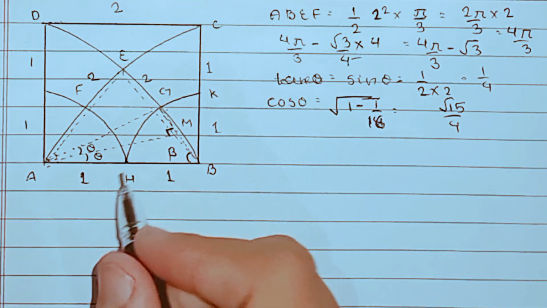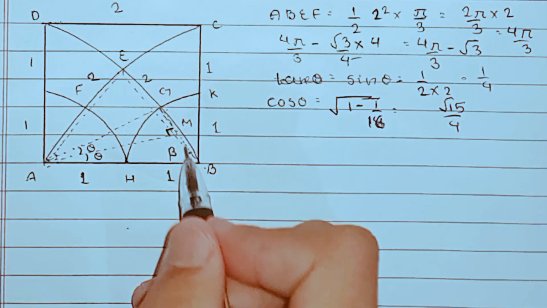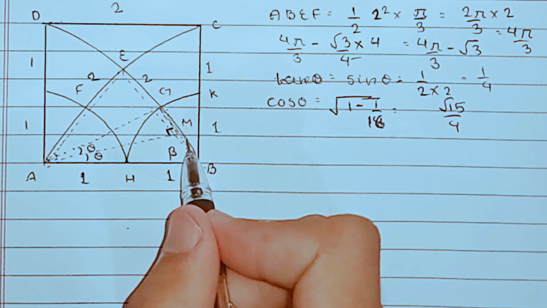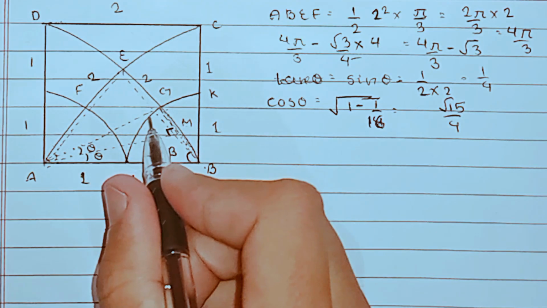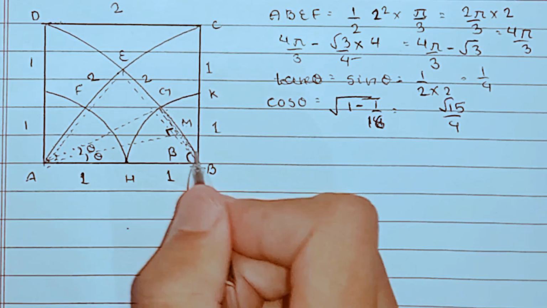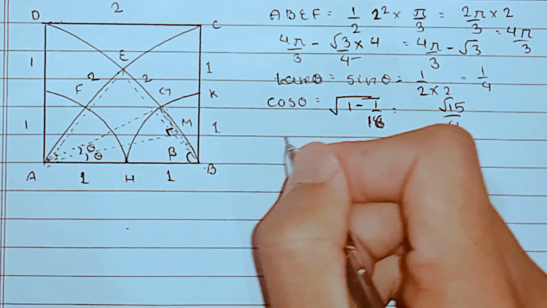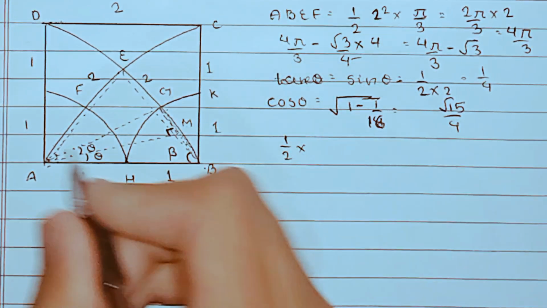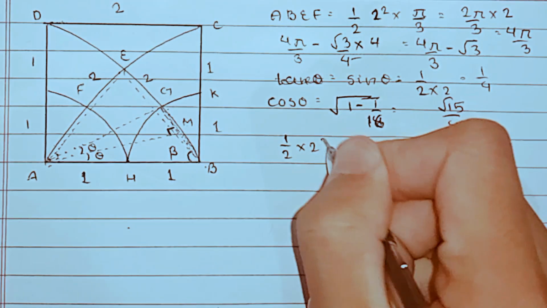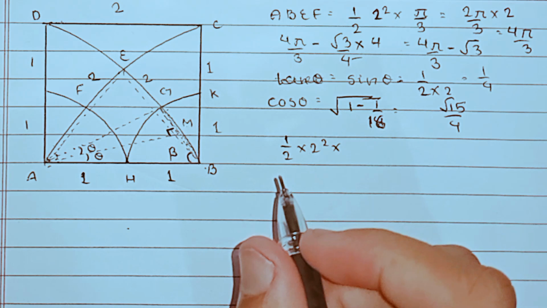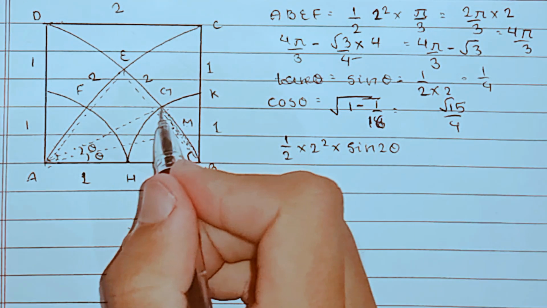Okay, now to find this area right here, that is BMG. This small portion has an area of this sector minus the area of triangle AGB. So the area of AGB will be, as previously discussed, 1 by 2 into the multiplication of two sides, that is AG into AB, that is 2 square, into sine 2 theta. So we find the total area, but you have to subtract the area of this triangle.